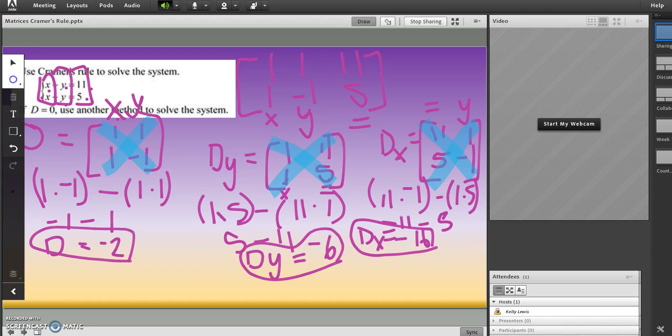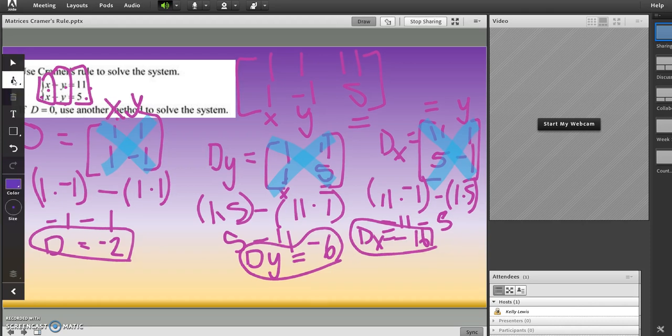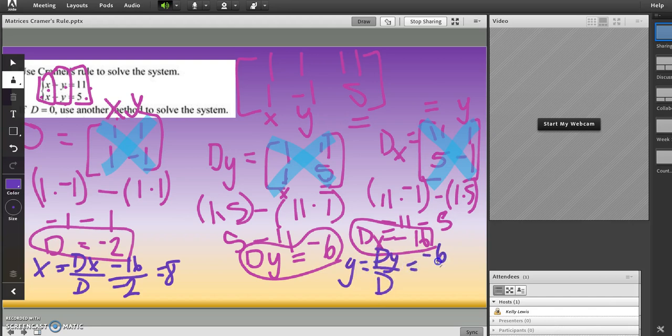It doesn't matter which one you do first, really, but x is dx over d. So dx was -16, d is -2, so x is 8. And then y is dy over d. So dy is -6, d was -2, so y is 3. So my final answer is going to be x, comma, y.